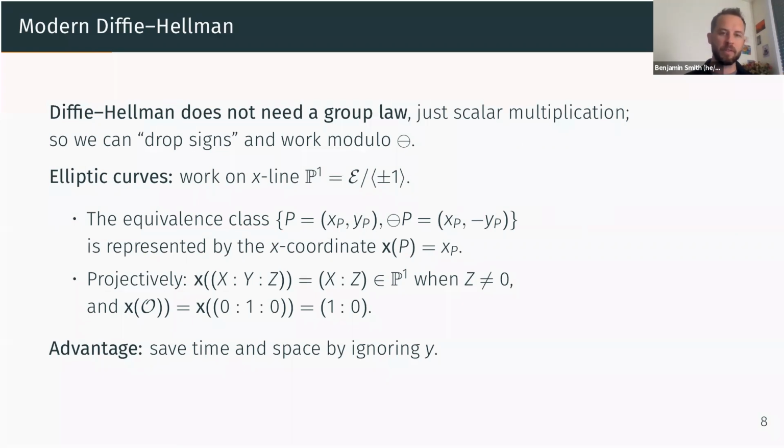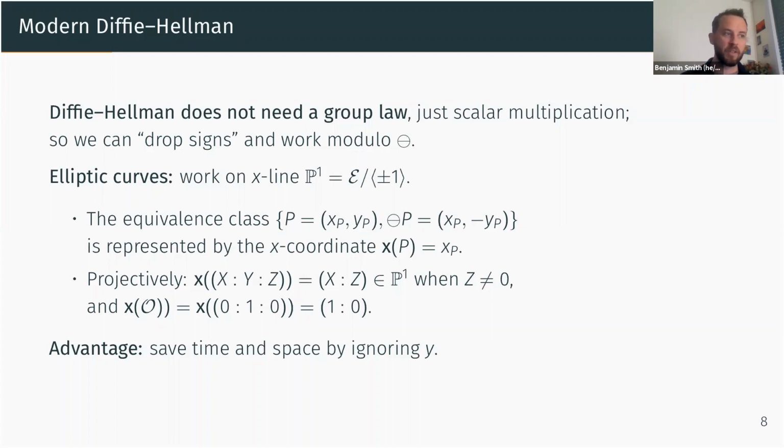So we can drop the signs and work modulo minus if we're working on elliptic curves. When I say drop signs and work modulo minus, I'm saying that a point and its negative, or a group element and its negative, I'm going to consider to be the same. That's completely compatible with scalar multiplication, because if you do m times a point and then negate, or if you negate the point and then do m times it, either way you're going to end up with minus m times the point. The minus commutes with the scalar multiplication. It just moves across to the other side.